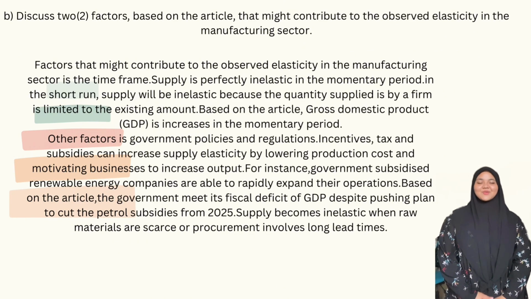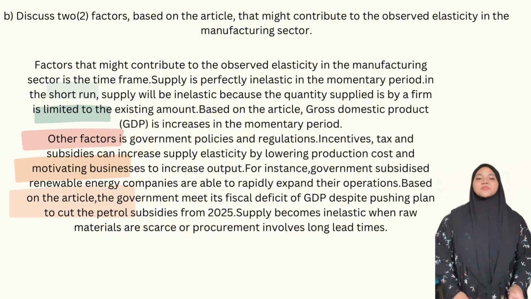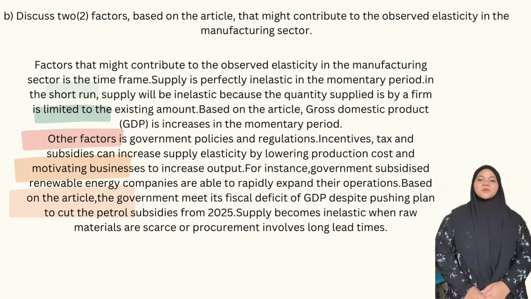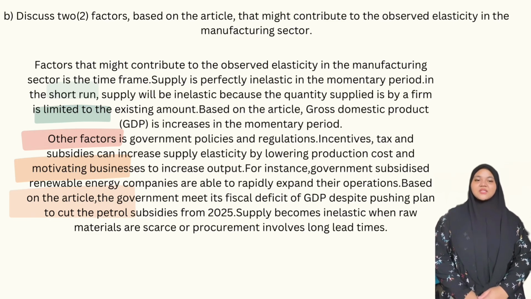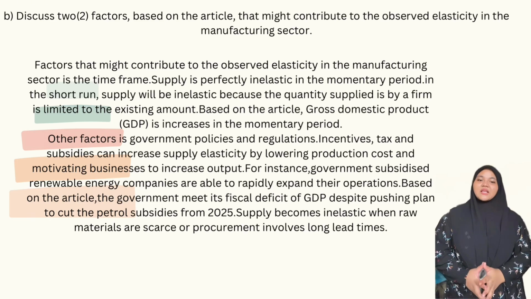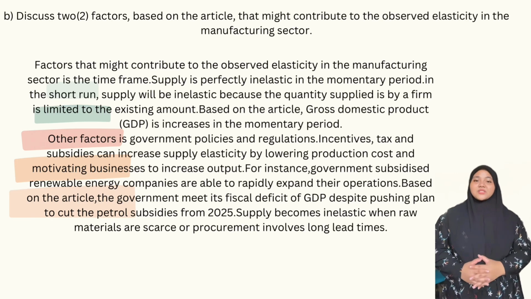Discuss two factors based on the article that might contribute to the observed elasticity in the manufacturing sector. A factor that might contribute to the observed elasticity in the manufacturing sector is the time frame. Supply is perfectly inelastic in the momentary period. In the short run, supply will be inelastic because the quantity supplied by a firm is limited to the existing amount. Based on the article, gross domestic product (GDP) increased in the momentary period.